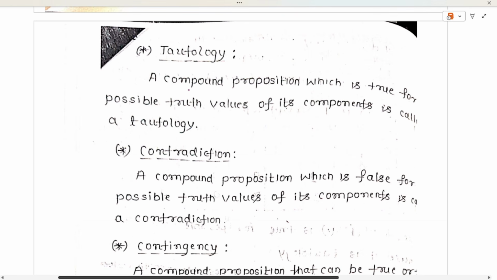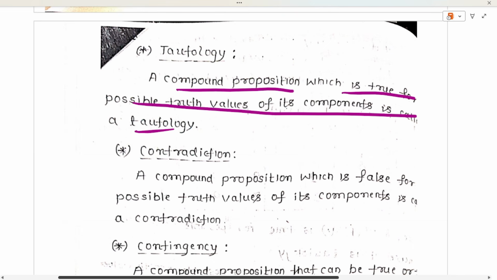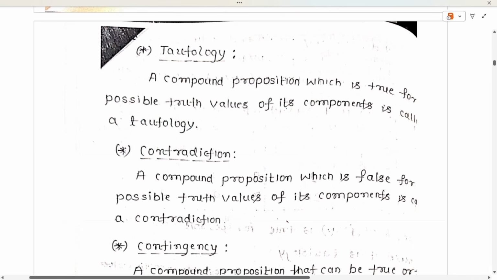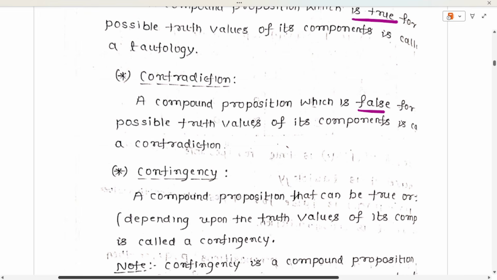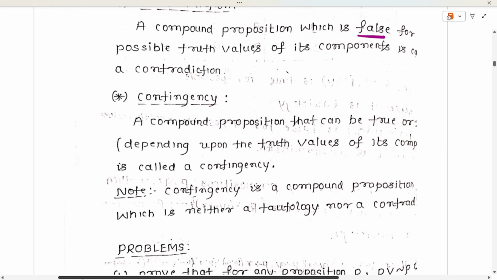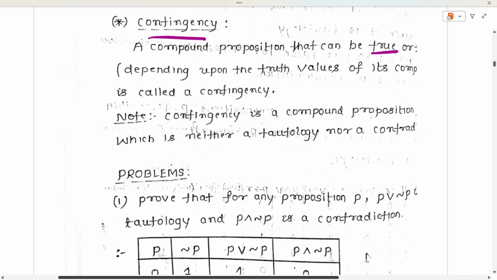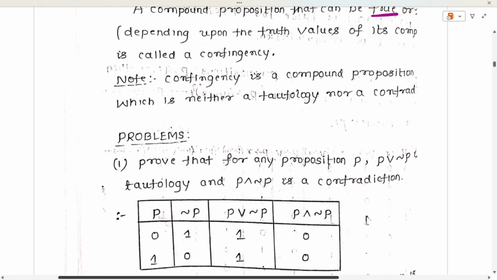What is tautology? Tautology means a compound proposition which is true for all possible truth values of the components. That means when you have some proposition or statement which is true for all the truth values, that is called a tautology. When it is always false, it is called a contradiction. When it can be either true or false depending upon the values, it is said to be a contingency. Contingency is neither tautology nor contradiction. It is a compound proposition which is neither of those.